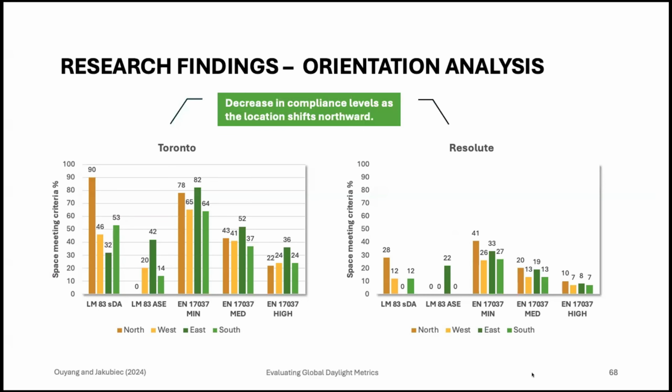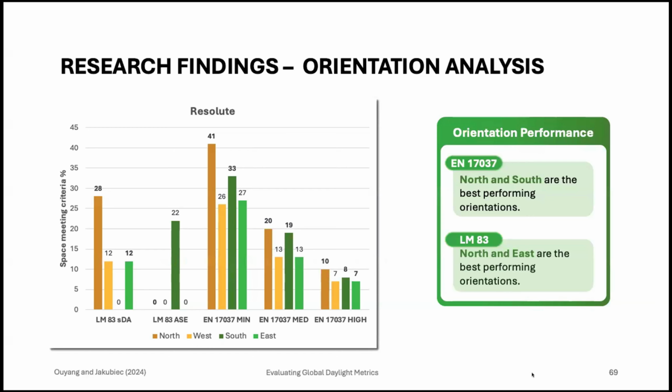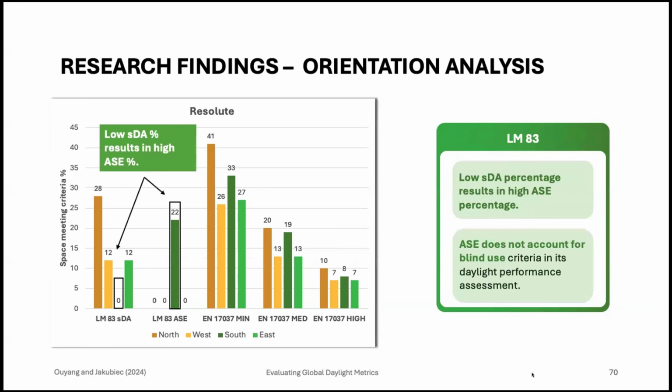The last set of findings compares the building orientation results against LM83 and EN 17037 standards in the 2 extreme climates studied, the northernmost and the southernmost locations. So similar to previous findings, the results indicate a notable reduction in compliance levels for both metrics as the location shifts from Toronto to Resolute. For LM83, the north and east orientations demonstrate the highest compliance levels, whereas for EN 17037, the north and south orientations exhibit the highest compliance levels. So this disparity highlights key differences in how these 2 metrics assess daylight performance.